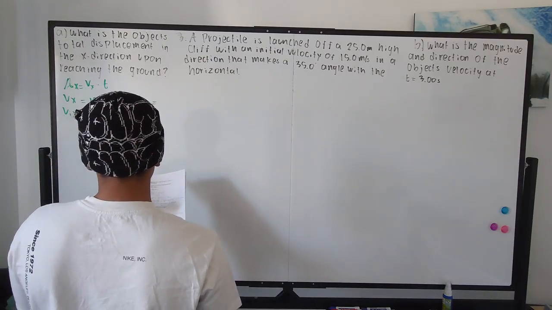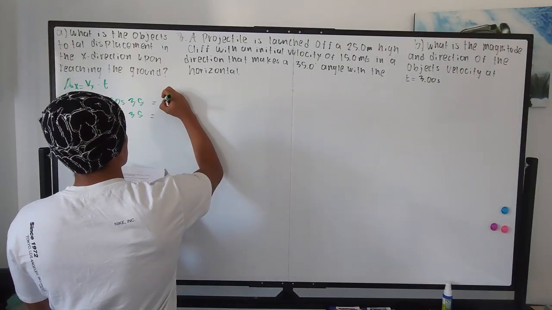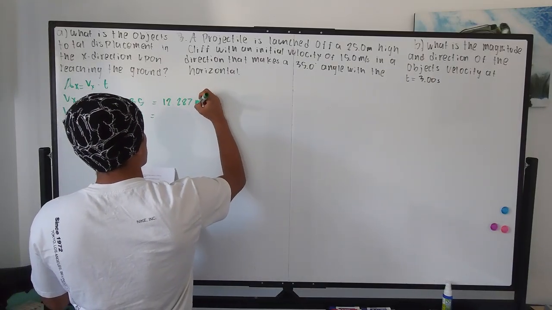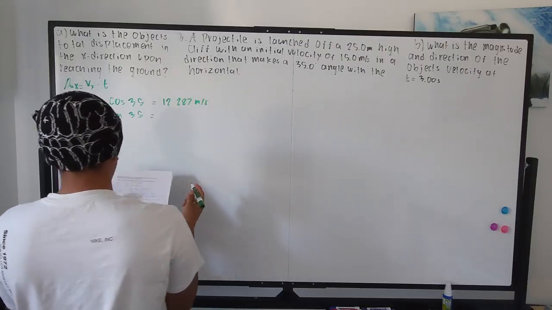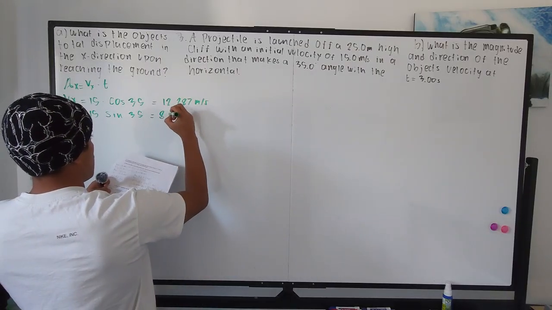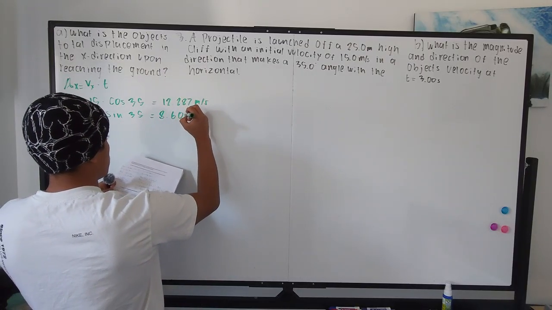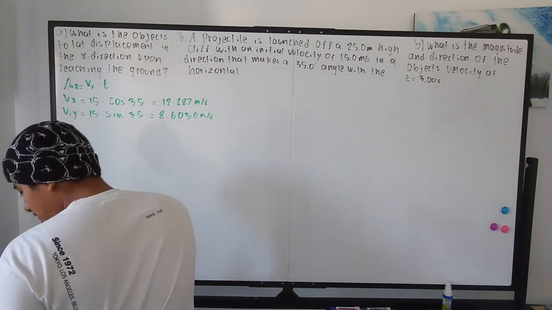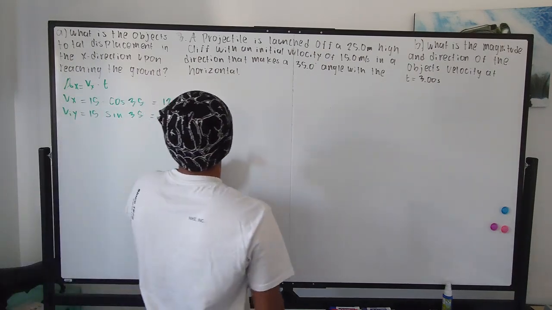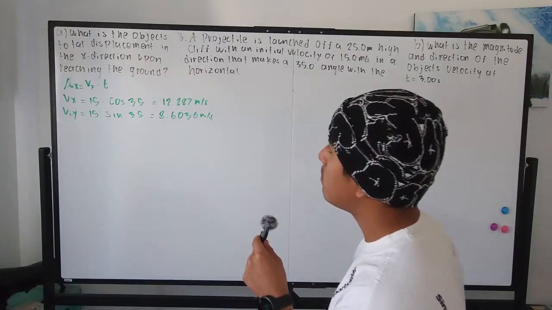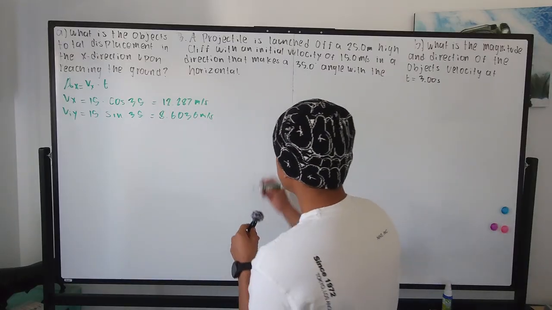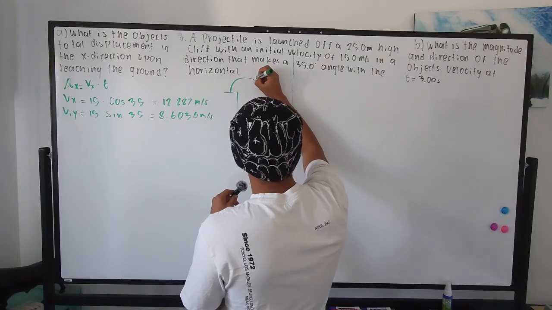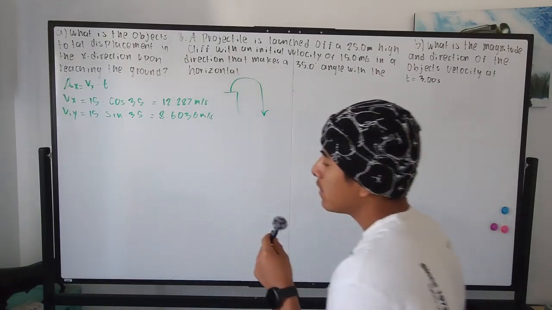For the x direction, we get 12.287 meters per second, and for the y direction, we get 8.6036 meters per second. Now, it's asking upon reaching the ground. So this object, let's say there's a cliff right here. This object is going to go all the way up and then down like that.